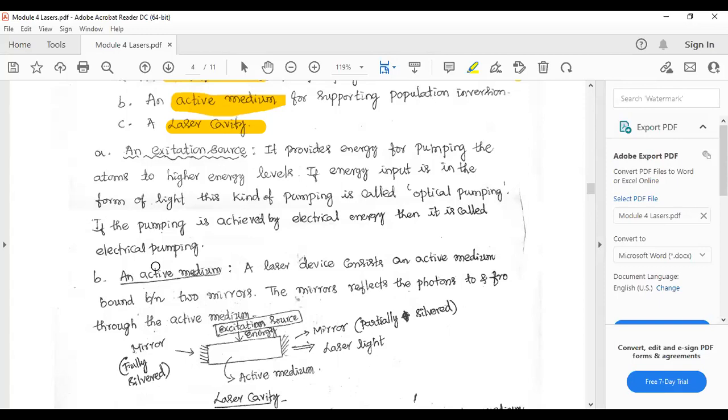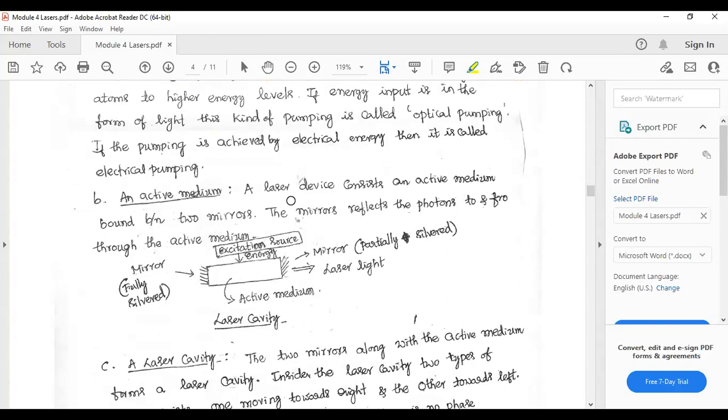If in a project you are asked to construct a laser, you first have to bring an excitation source, either the pair of electrodes or a light source. Then the next important thing is the active medium. Active medium is the material which is actually filled in the laser cavity, for example, carbon dioxide, and it is bound between two mirrors. You can see here in this diagram, these two are the mirrors, and the active medium is filled within this laser cavity. This entire rectangular thing is the laser cavity, and within it we fill the active medium.